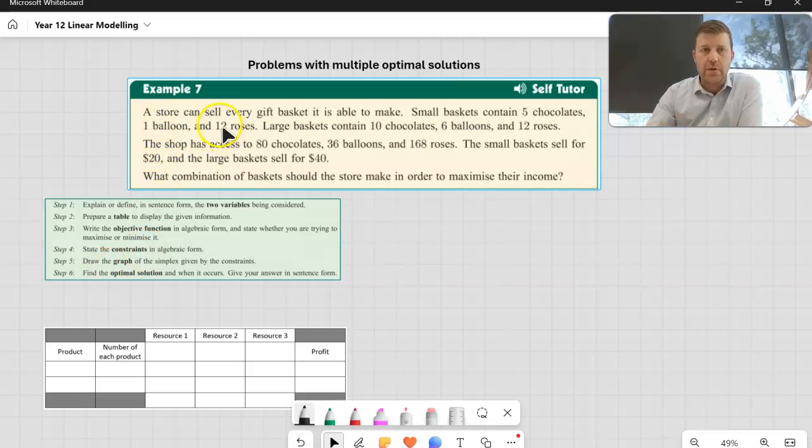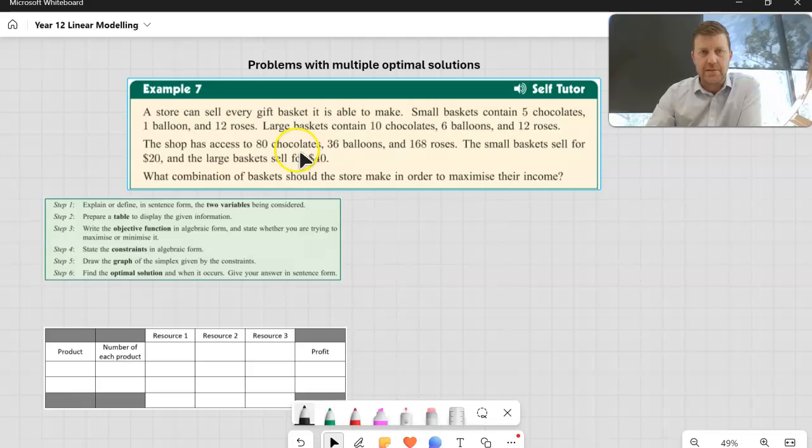So a store can sell every gift basket it is able to make. I guess that part's important because we're not assuming that they're selling all the baskets. They're saying that they can sell them all, so they will sell out regardless of the combination of large and small baskets. I'm jumping ahead a little bit here, but small baskets contain 5 chocolates, 1 balloon, and 12 roses, and large baskets contain 10 chocolates, 6 balloons, and 12 roses.